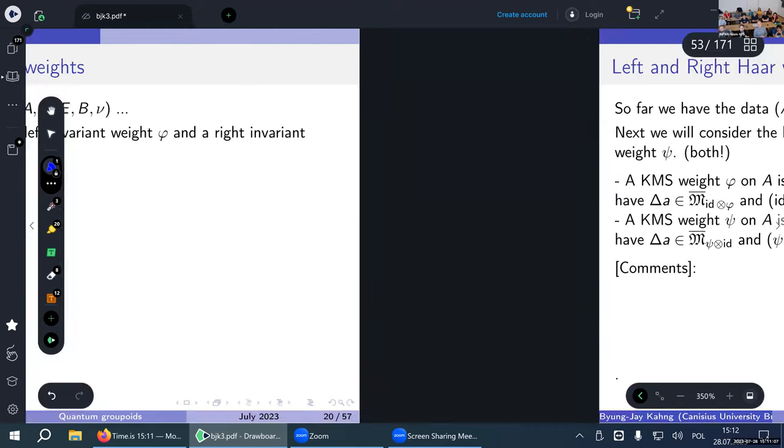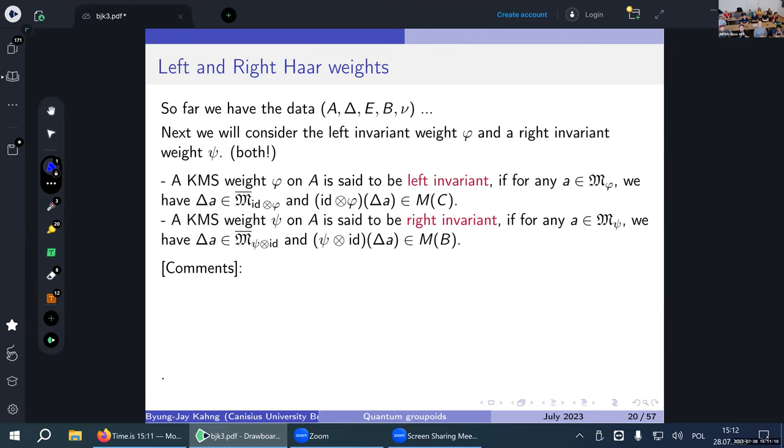But carrying on. In addition, finally, we are going to require two weights, left and right, and the reason why we want two is the same as before. We want to use two of them from the beginning and then get the antipode later, instead of putting the antipode as part of the definition.